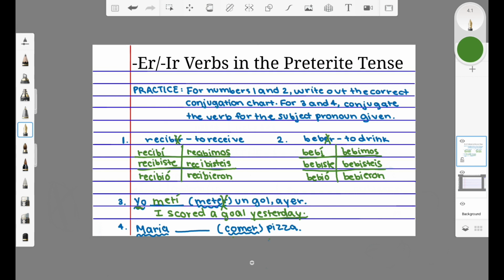And number 4, the last one, Maria. So we're going to use the conjugation of the subject pronoun ella, or él, ella, usted. And the verb we're conjugating is comer. Take out the ER. Comió. Maria comió pizza. This one's pretty easy. Maria ate pizza.